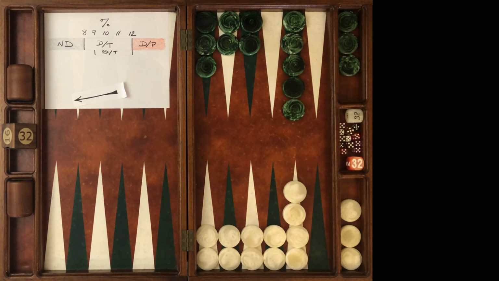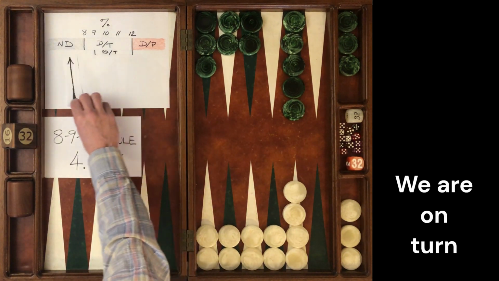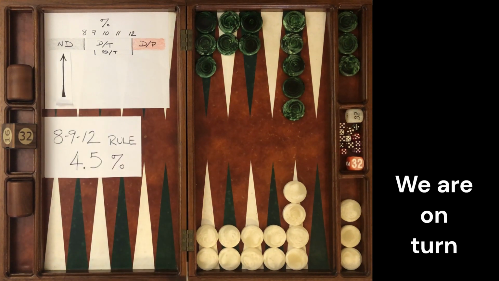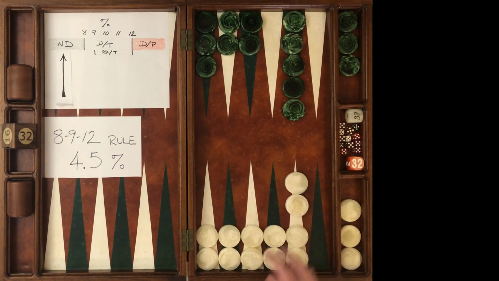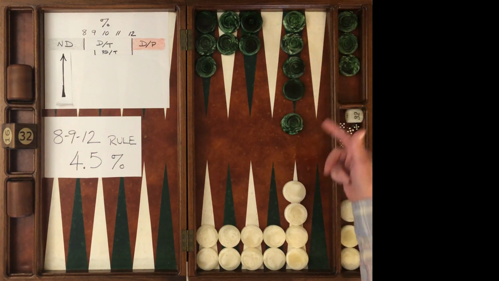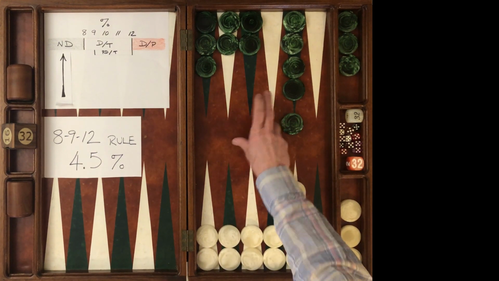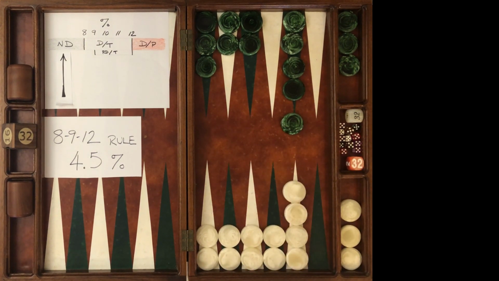Position number 4. We're on roll. Do a quick count, and our 8-9-12 rule has us at 4.5%. Not really close to 8. Looking at the position though, we do know that extra checkers on low points are not good. Our opponent has 1 extra checker than we do, so we both have this weakness, but it's even worse for our opponent, and they have 2 gaps where we only have 1 gap.